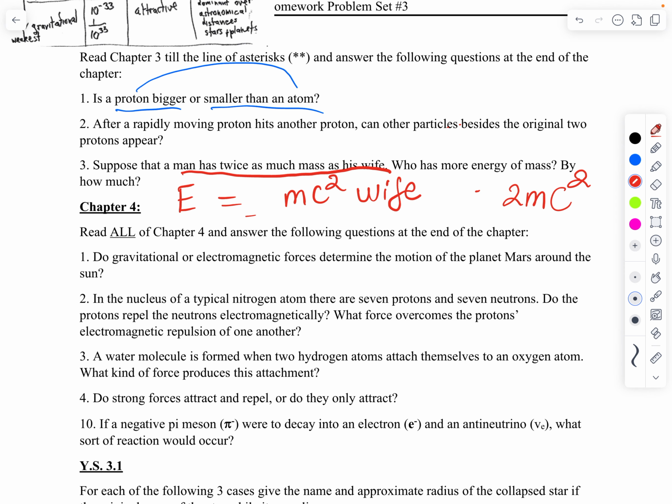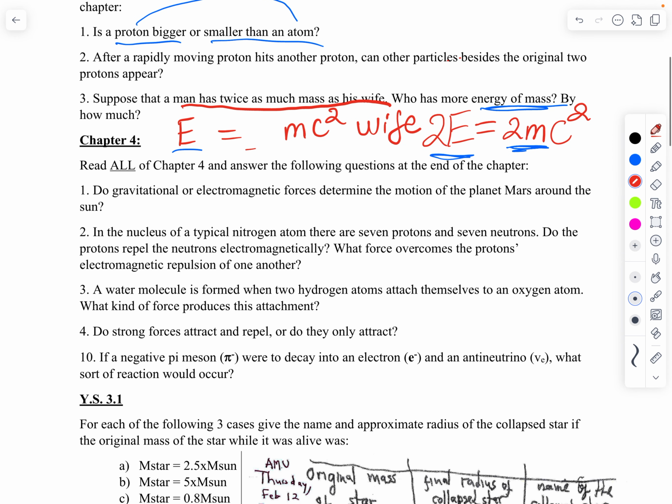So it's the same. And in algebra, whenever you do multiplication, division, addition, or subtraction, you have to do it on both sides so you keep the equation valid. So it's going to be 2 times E on this side, since you have 2m, so you have to do 2 on the E, and that is how much your energy of mass is changing. And by comparing 1E and 2E, I think you know which one is bigger, right? Which one is more energy of mass, right?